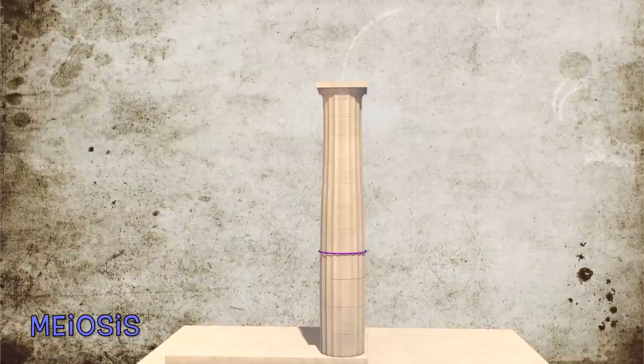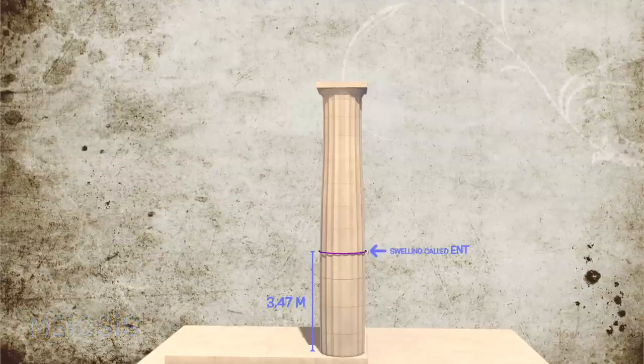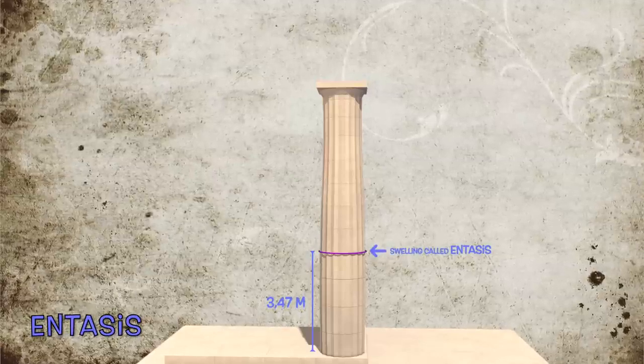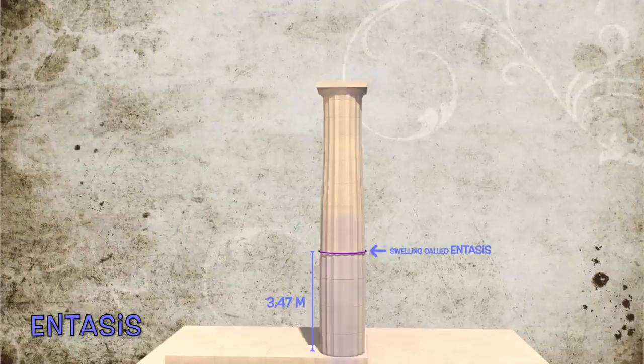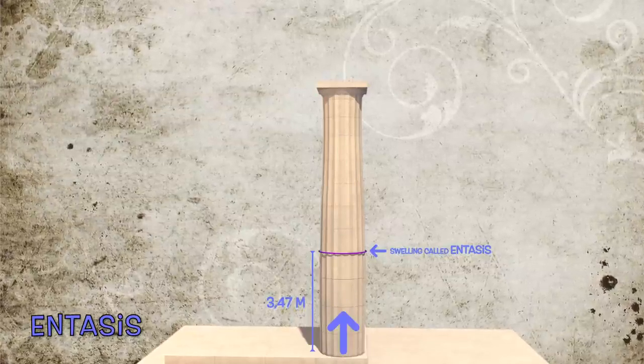At 2/5 of the height of the column, about 3.47 meters, there was a swelling called entasis. The entasis was intended to give the observer the impression that the column was increasing its power to hold the structure's weight.